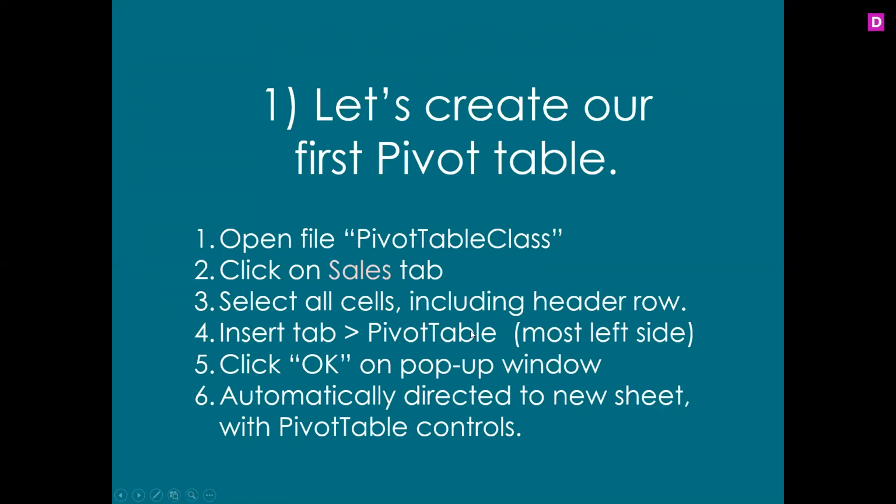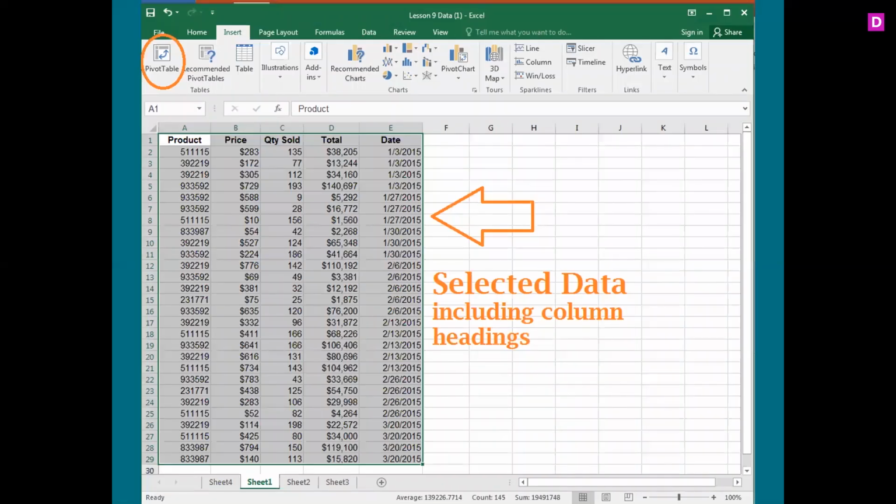Insert pivot table. We go to the Insert tab, then go to Pivot Table. Click on OK and the pivot table is automatically created in a new sheet, with the pivot table controls. You can see here, this is the insert pivot table. All of this is the data; select the data including your header row. This is very useful.